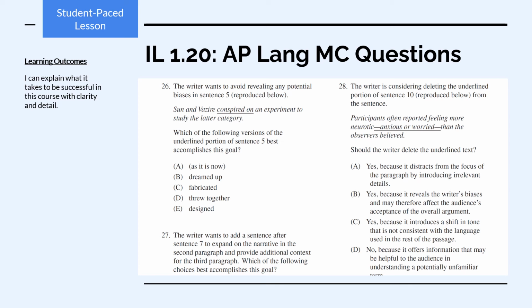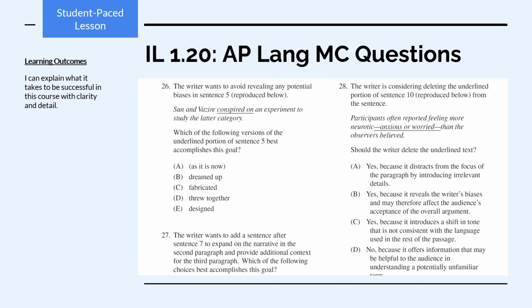Number 26, the writer wants to avoid revealing any potential biases in sentence 5, which is reproduced below. Sun and Vizier conspire on an experiment to study the latter category. Which of the following versions of the underlined portion of sentence 5 best accomplishes this goal? A, as it is now, meaning no change. B, dreamed up instead of conspired on. C, fabricated. D, threw together. Or E, design. You have to decide which of those is the best choice to replace the underlined part there, to eliminate any potential bias, that sort of thing.